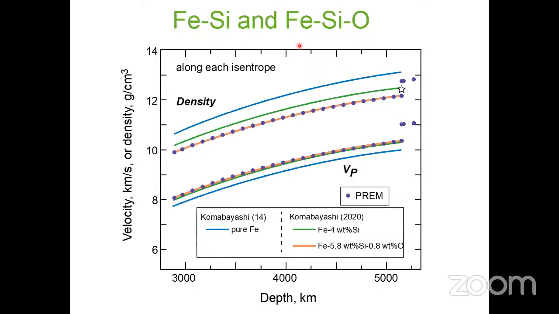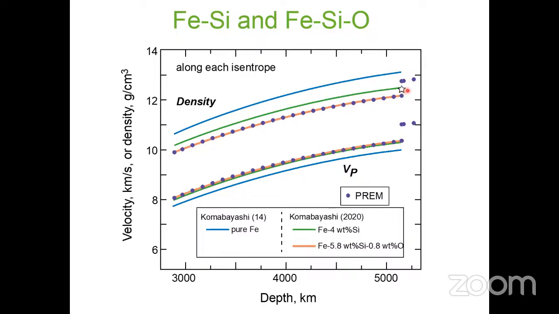And this is the iron-silicon and iron-silicon-oxygen system. Jumping to the conclusion, this red curve here is the 6 weight% silicon, 1 weight% oxygen-bearing system. And this composition perfectly matches the PREM, both density and P-wave velocity. And then the question is, what about the inner core phase, the crystallizing phase?